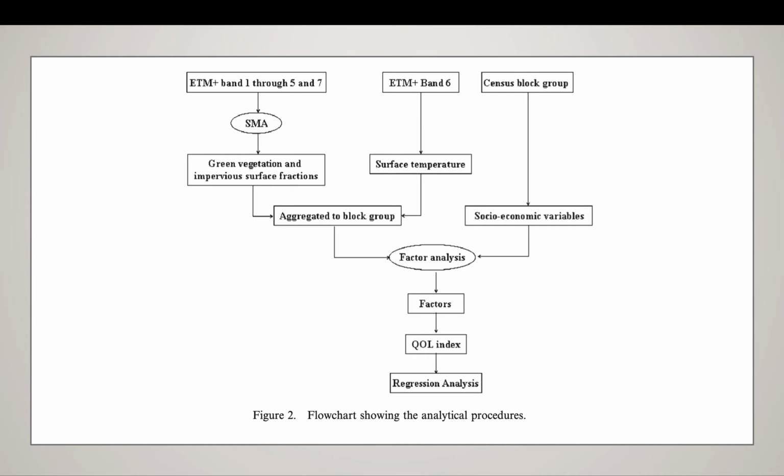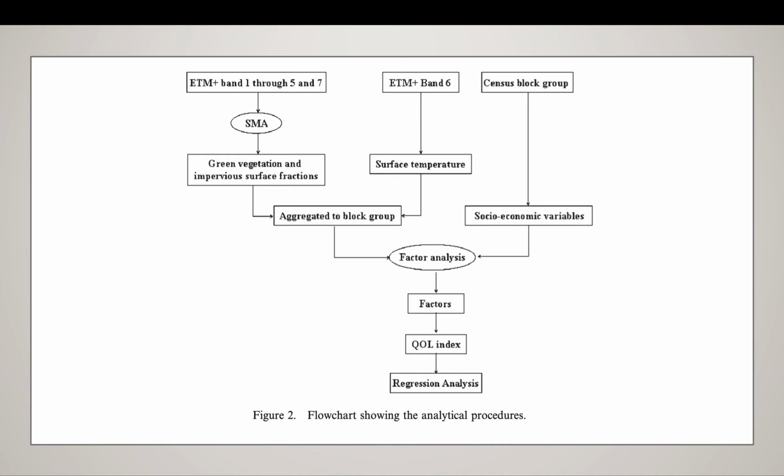On this slide, it shows the architecture of the analytical procedure. So we're going to start. First, we got the remote sensing data, ETM+. We use bands 1 through 5 and band 7, which contain the green vegetation and surface fraction, and we use ETM+ band 6, which contains the surface temperature. When we join those two data, we can aggregate them into a block group.